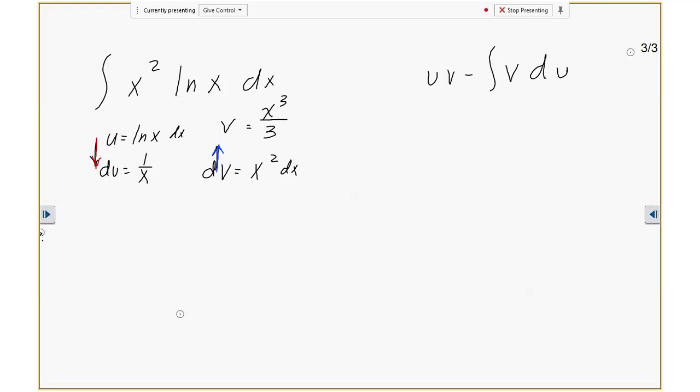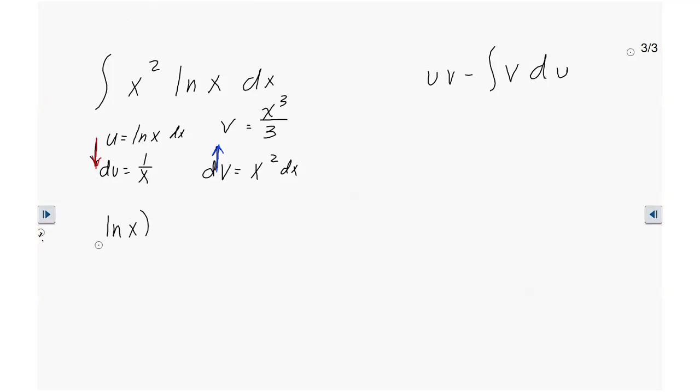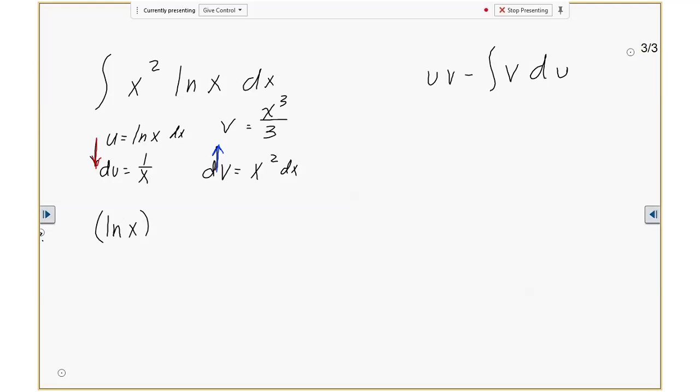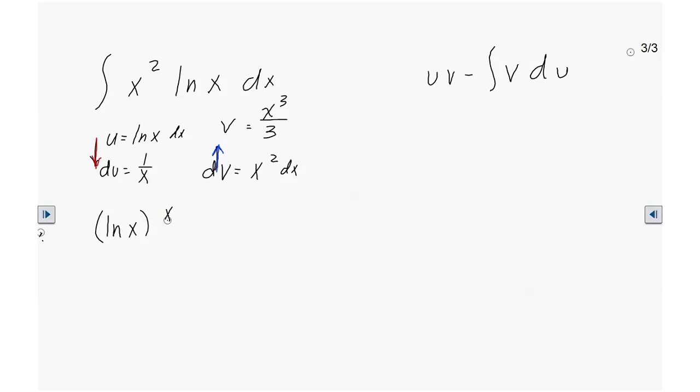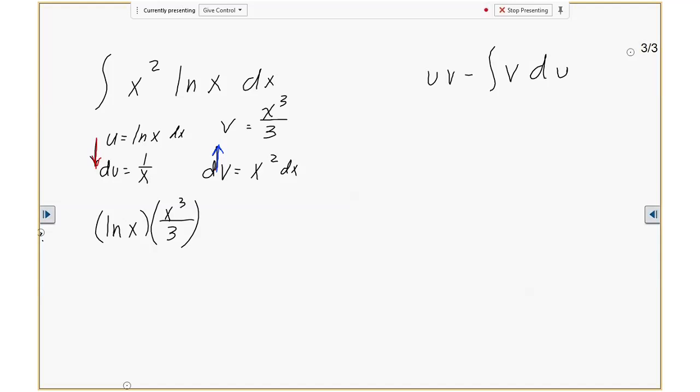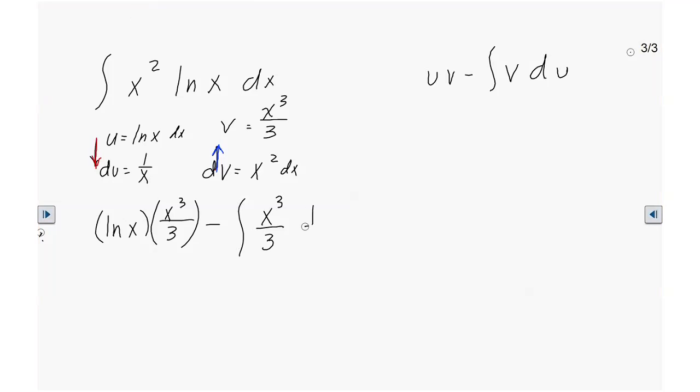Did he say he's on yet? All right, so uv minus the antiderivative of v du. u is the natural log of x. v is x cubed over 3, minus the antiderivative of v du, which is x cubed over 3 times 1 over x dx.